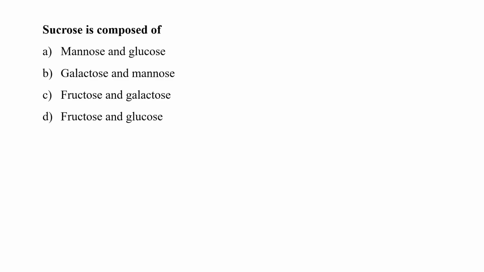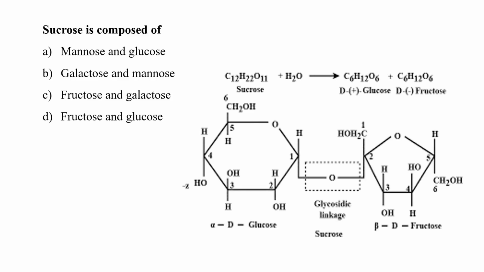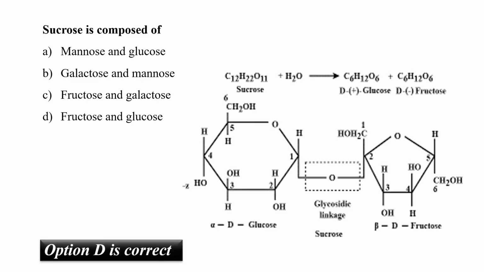Sucrose is composed of mannose and glucose, galactose and mannose, fructose and galactose, or fructose and glucose. Sucrose is a disaccharide made up of glucose and fructose connected through their respective anomeric hydroxyl groups. Due to this reason only, it is a non-reducing sugar. So here option D would be the correct answer.